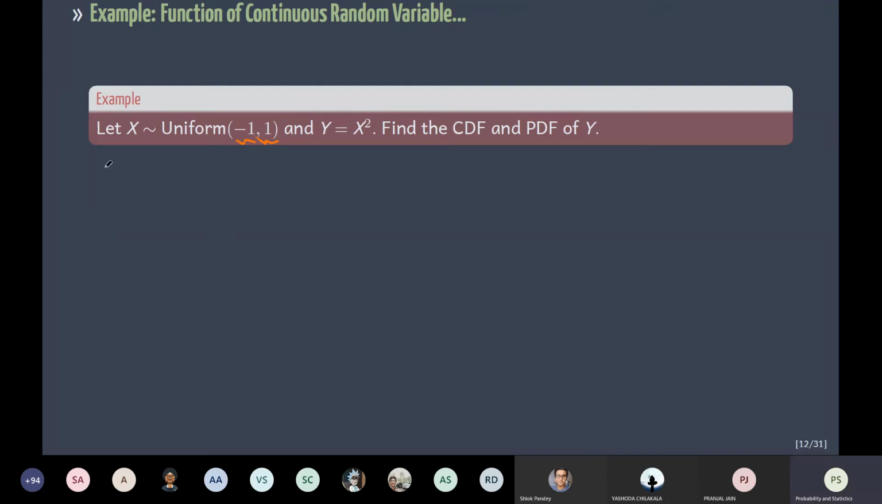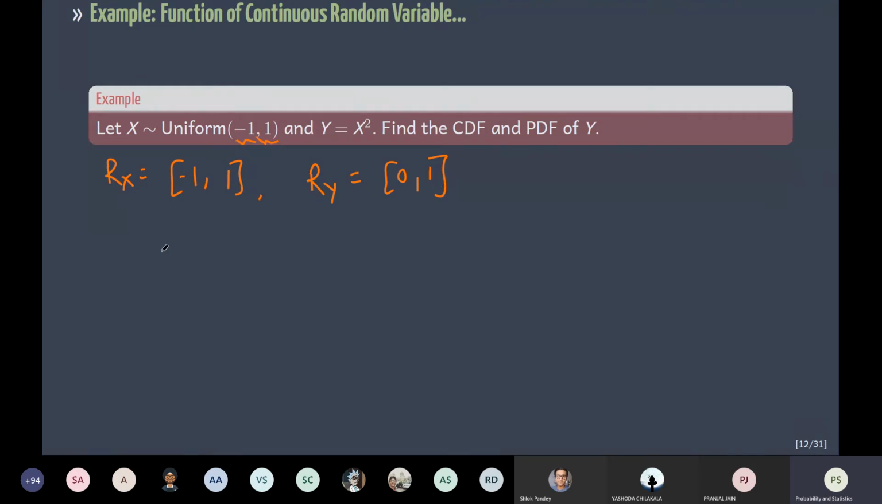Now, what is the range of x? The range of x is given by the uniform limits itself, which are minus 1 and 1. The range of y consists of the squares of the x values, whatever values x is taking. So they will get squared, and the negative terms will go away. Minus 1 to 0 is no longer relevant here. So the range of y becomes 0 to 1.